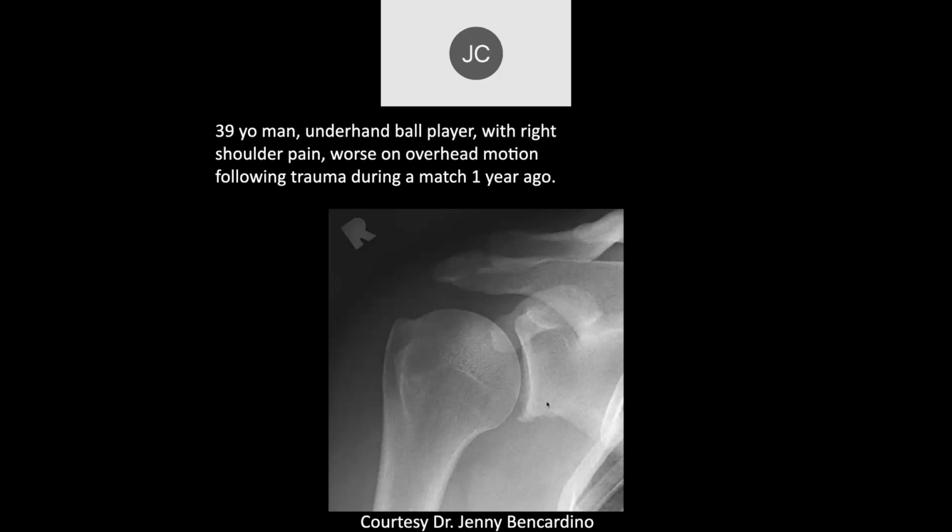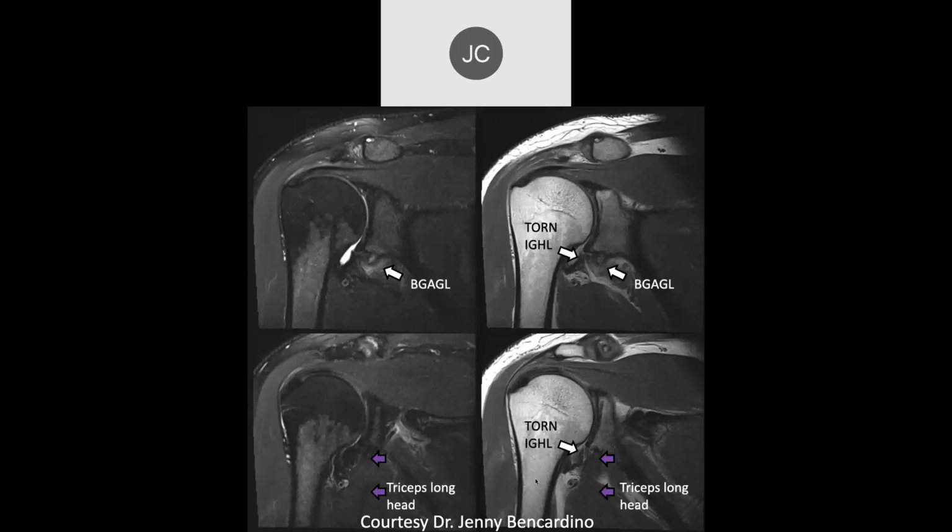Okay, underhand ball player, right shoulder pain. So looking at the inferior glenoid, there's some irregularity there, some bone fragments. The humerus itself looks okay. So here on MR, we see in the top right image, yeah, torn IGHL. And yeah, I think there are some bone fragments as well off the inferior glenoid.